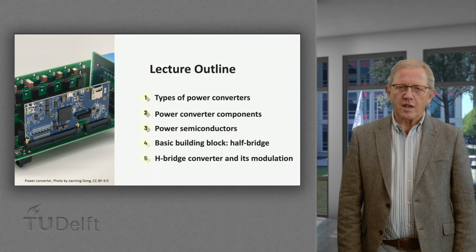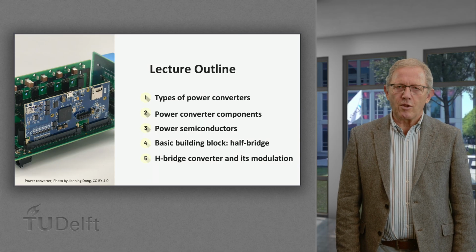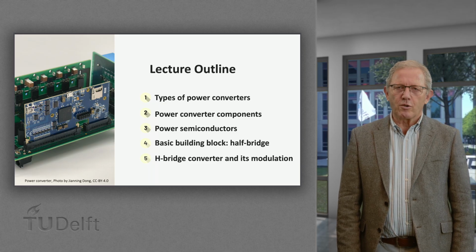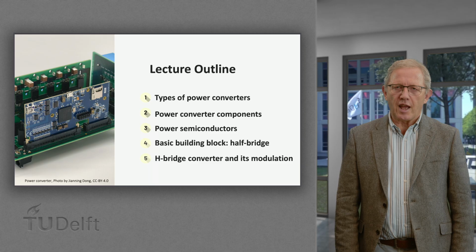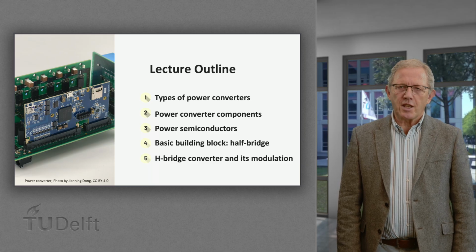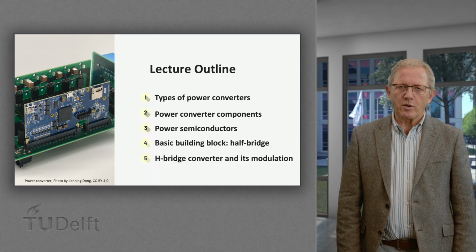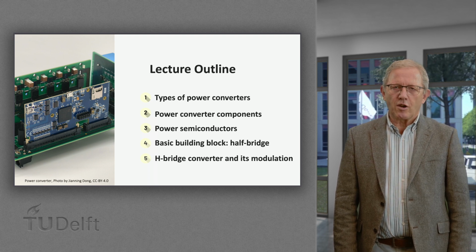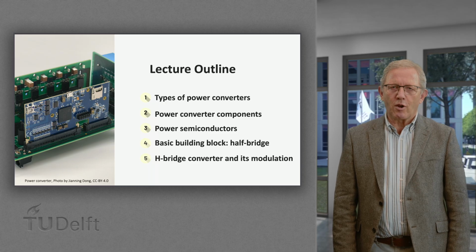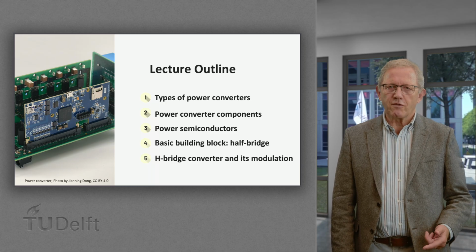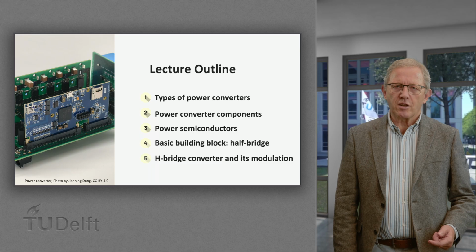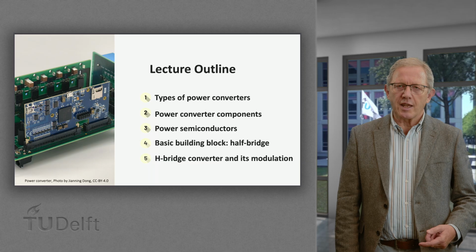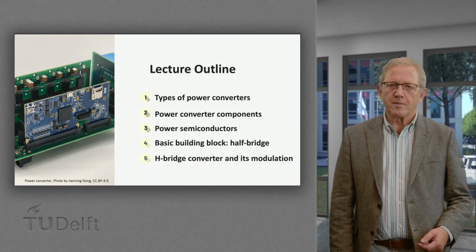The outline of this lecture is as follows. We will first get to know various types of power converters. After that, we will go through different components needed to realize a power converter. Special attention will be paid to the core component, which is power electronics semiconductor switches. Based on the knowledge of the components, the basic building blocks, half bridge and full bridge, will be studied. At the end of the lecture, we will look at how the H-bridge can be modulated to realize the voltage the motor demands.